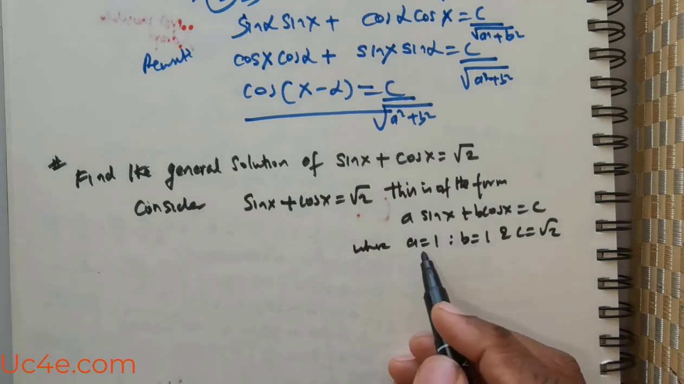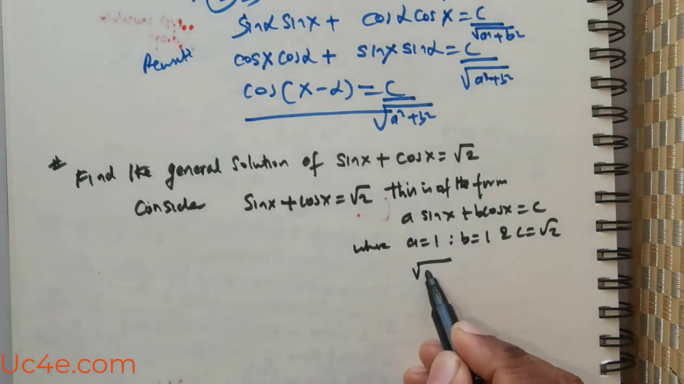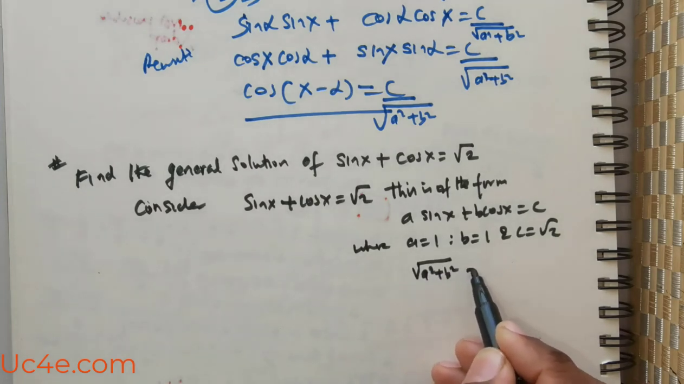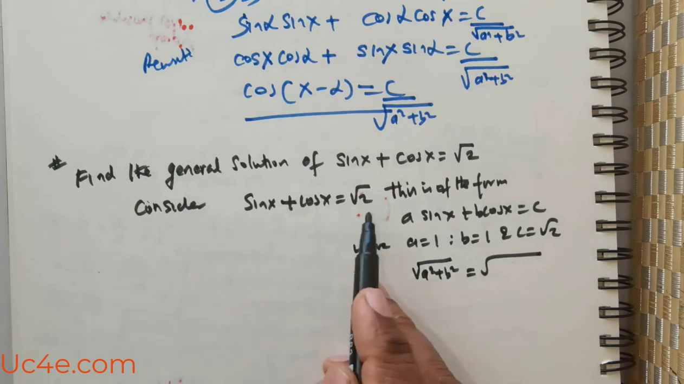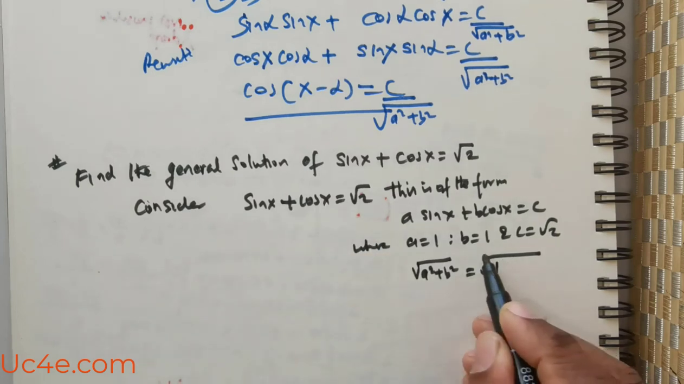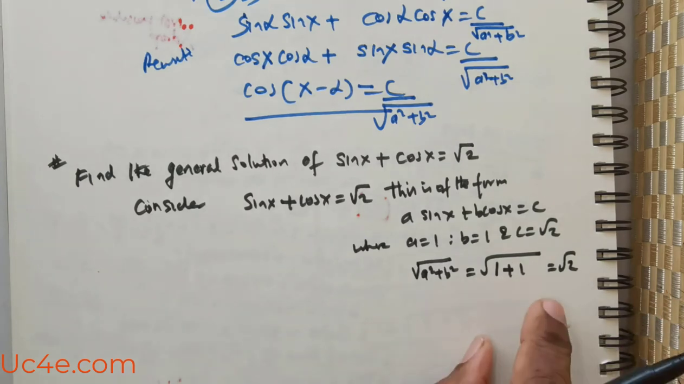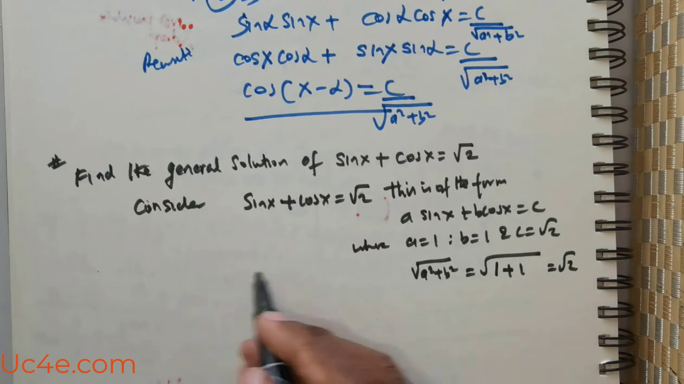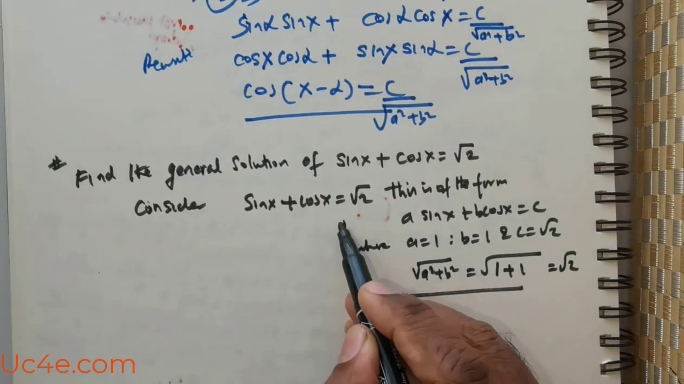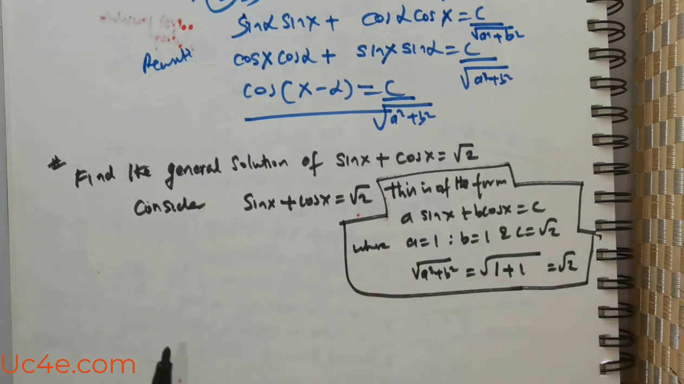So what did we do? We just took the value of root of a squared plus b squared and we divided it throughout. So in this case that is going to be root of 1 plus 1, which is equal to root of 2. So we will take this value and divide the entire quantity by this root 2. So this is all for your understanding. You don't have to write this as part of the solution. Just keep this at the corner of your mind.